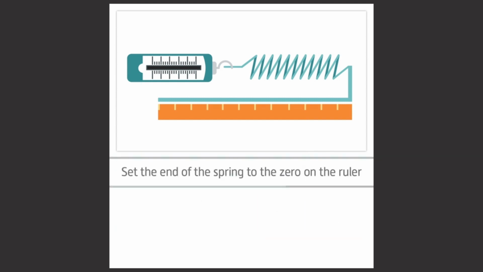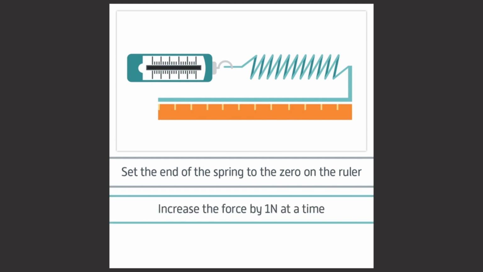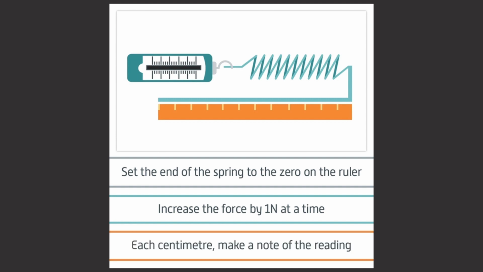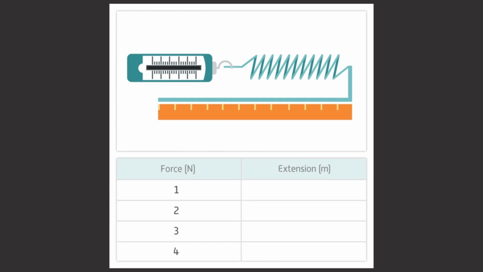When you start, you'll need to set the end of the spring to 0 on the ruler by moving the ruler. You can then increase the force on the Newton meter by 1 Newton at a time and make a note of the extension using a ruler. Enter the result into a results table. The headings for the columns in your table need to be extension, with units of meters, m, and reading on Newton meter, with units of newtons, N.